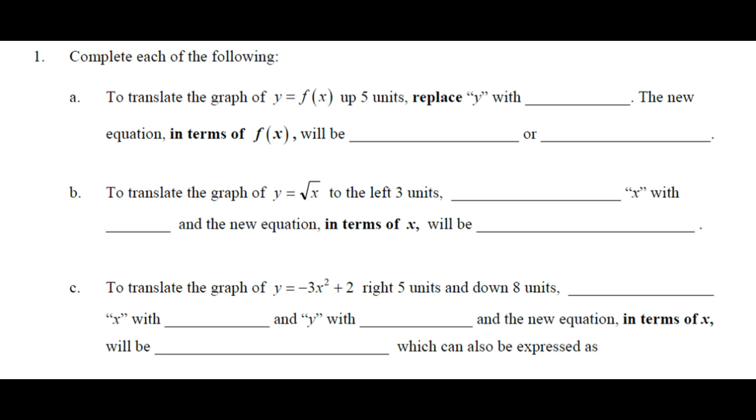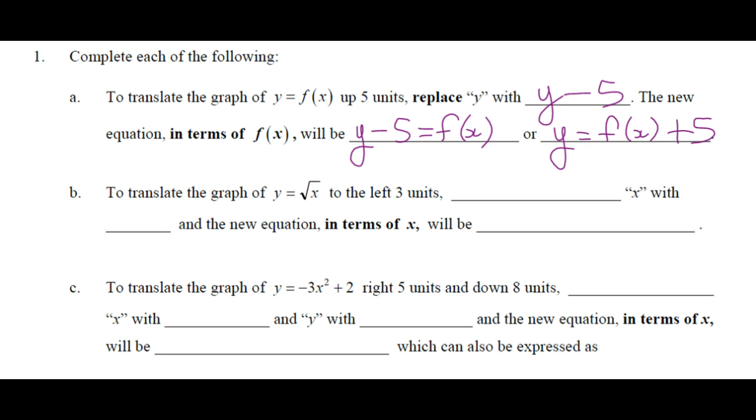Okay, so to translate the graph y equals f of x up 5 units, replace y with y minus 5. The new equation in terms of f of x will be y minus 5. Okay, so we were looking at y equals f of x. We replaced the y with the y minus 5. More likely, we're going to write this how? Plus 5. And that does what it says, right? It says go up 5. But that says go up 5.